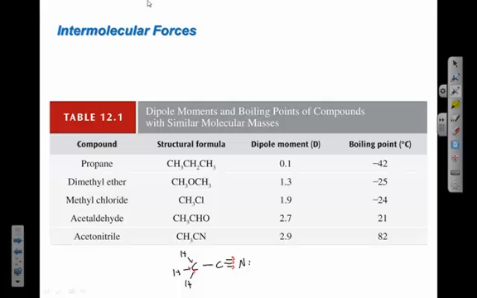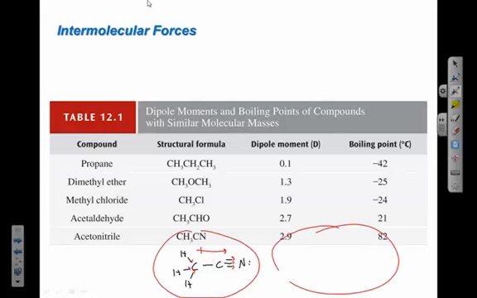Most of the partial negative is going to be on the right-hand side of the molecule, and most of the partial positive is on the other side. The central position of negative is on the right, central position of positive is on the left. So I have an arrow here. If that molecule gets next to another molecule of the same type, then the positive end of one molecule will attract the negative end of the other.